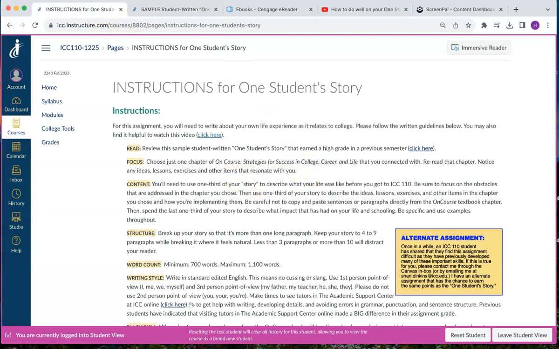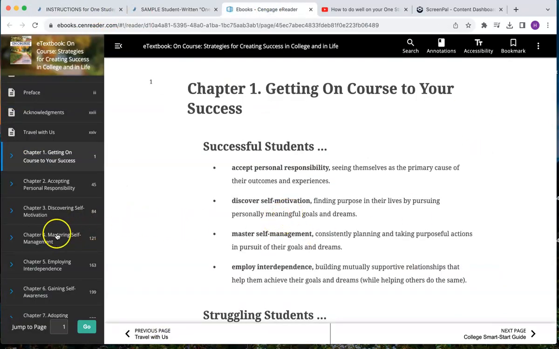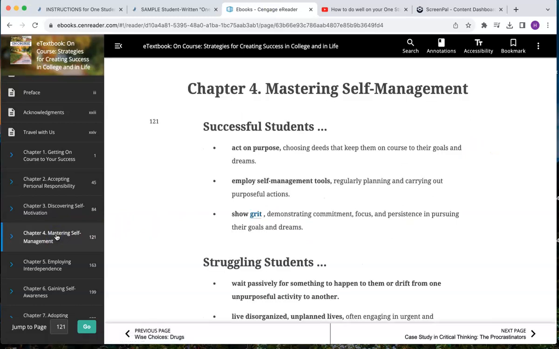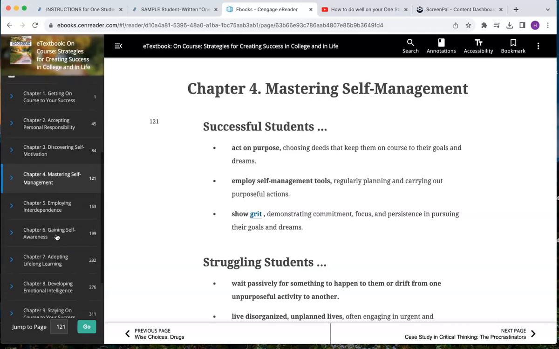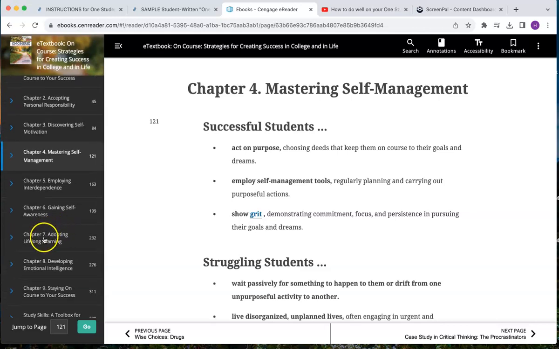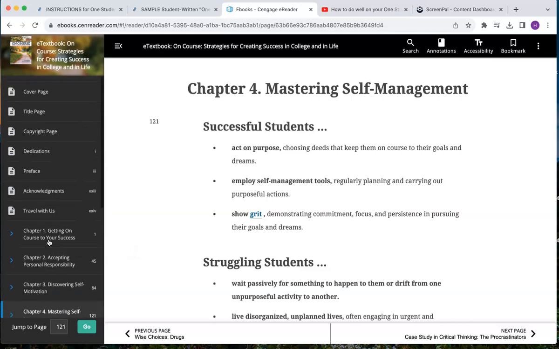You'll want to choose just one chapter of your textbook. In this case, the student chose chapter 4. You can choose any chapter. We've studied chapters 1 through 6. If you feel as though chapters 7 or 8, maybe one of those would be better for you, feel free to go through those chapters. So any chapter from chapter 1 through 8 would be appropriate for this assignment.